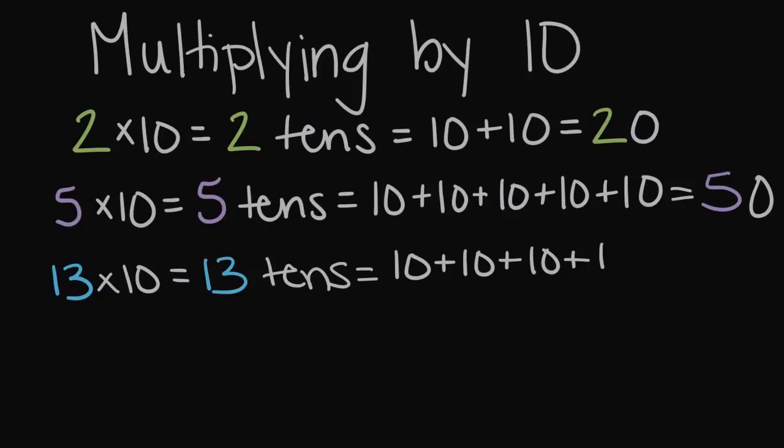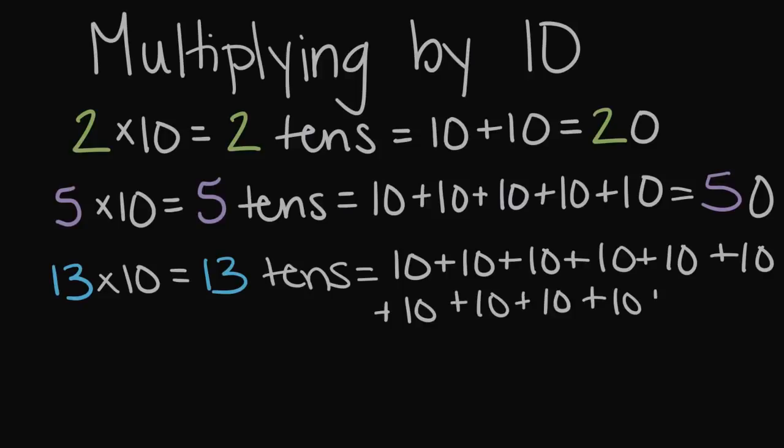There's 3, 4, 5, 6 tens, 7, 8, 9, 10. We're almost there. 11 tens, 12 tens, and finally a 13th ten. Let's count to make sure. 1, 2, 3, 4, 5, 6, 7, 8, 9, 10, 11, 12, 13. Great. So we have 13 tens, so let's count those.